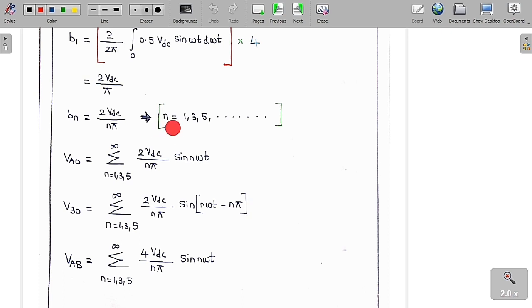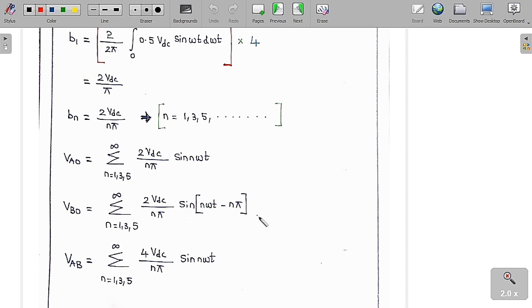Therefore n is equal to 1, 3, 5, only the odd values hold. So simply I can say that VA0 is equal to sigma n is equal to 1, 3, 5 up to infinity 2 VDC by n pi into sin n theta. This is the Fourier series expansion of VA0. Similarly, I want to find the Fourier series expansion of VB0, which is equal to sigma n is equal to 1, 3, 5 up to infinity 2 VDC by n pi sin of n omega t minus n pi.